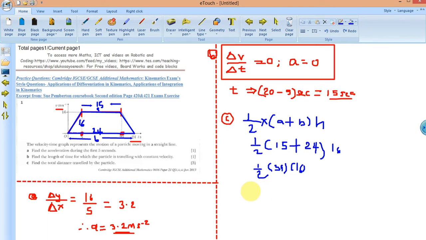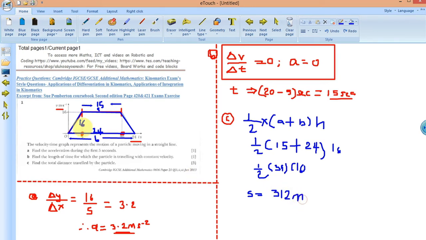So that's it. The total distance, if you like, you can use S to represent that, is 312 meters. So guys, don't forget the area under the velocity time graph gives the distance. Okay, guys, this is the end of the first question. Let's go to the next.